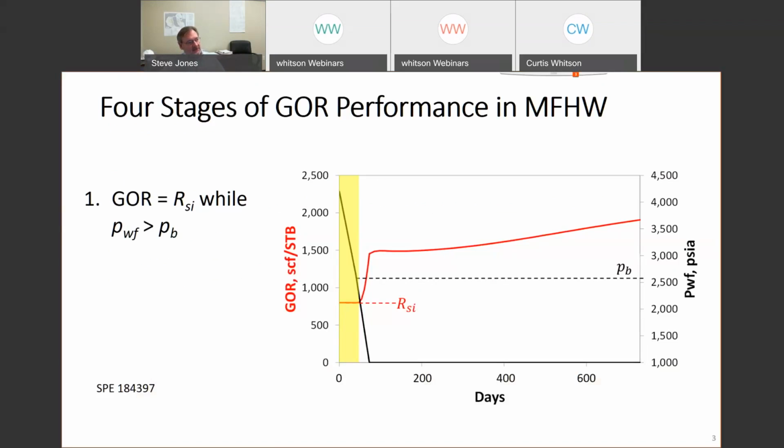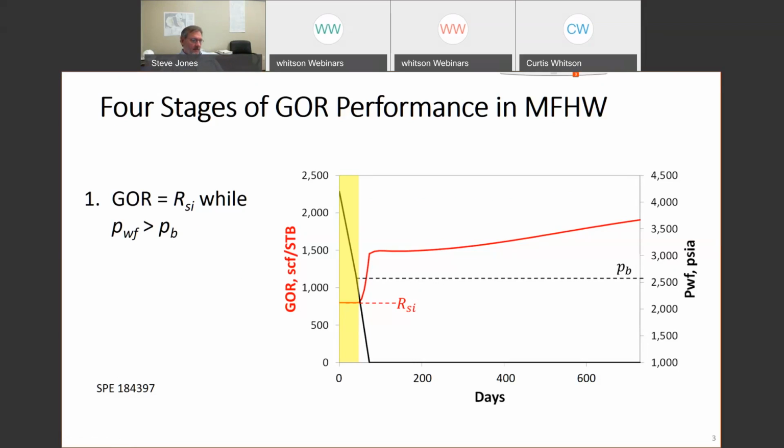The fundamentals of GOR is what we'll cover first, and these concepts are covered in a paper from 2017, I believe, SPE 184397. So I'd encourage you to look that up for the background of this material. But these are just some basic concepts of how GOR behaves in linear flow as opposed to radial flow in vertical wells.